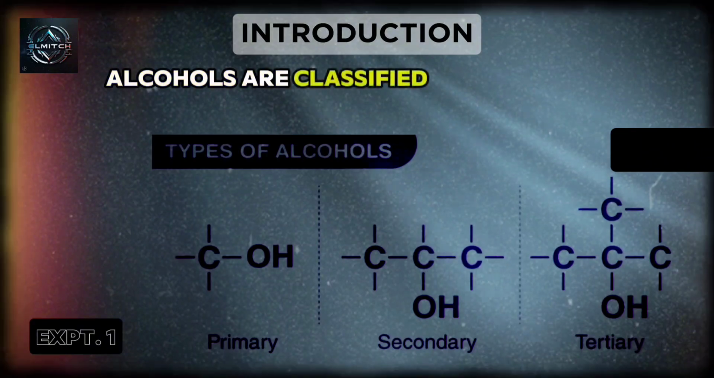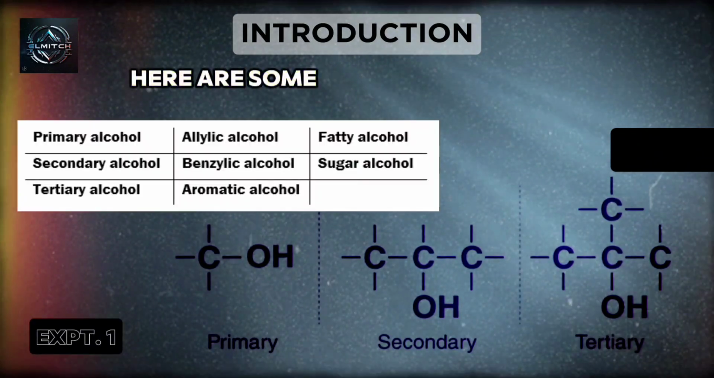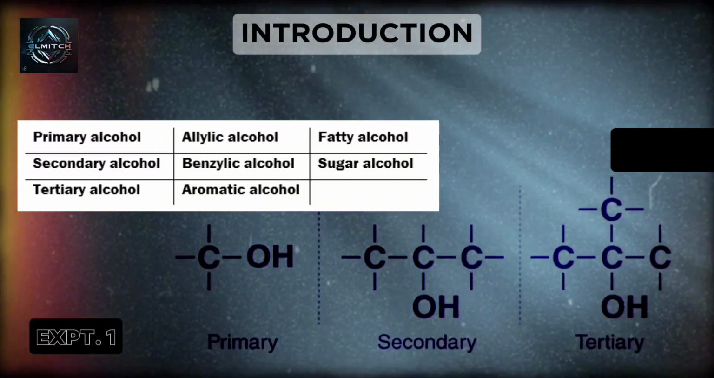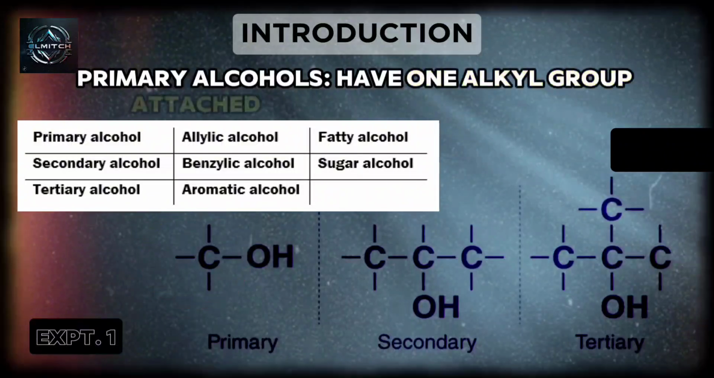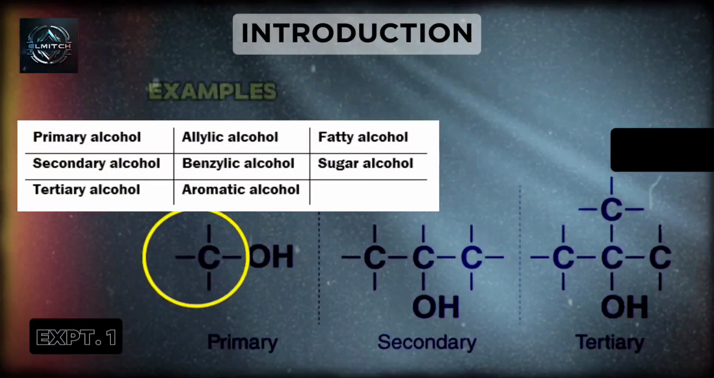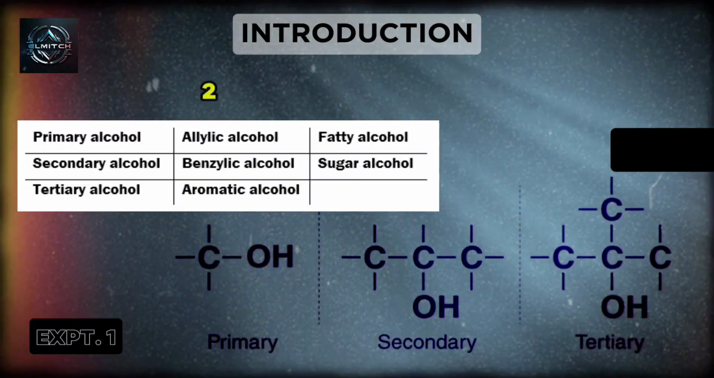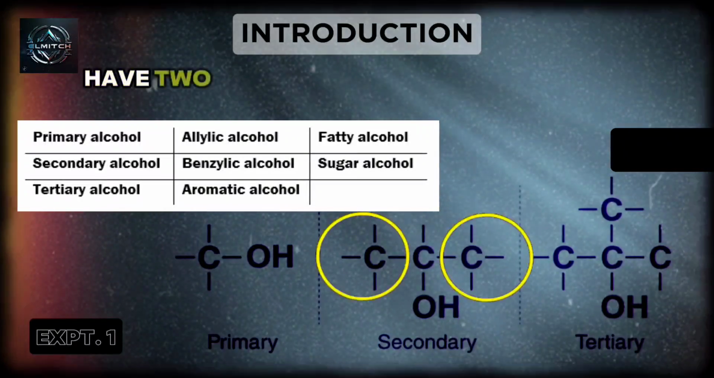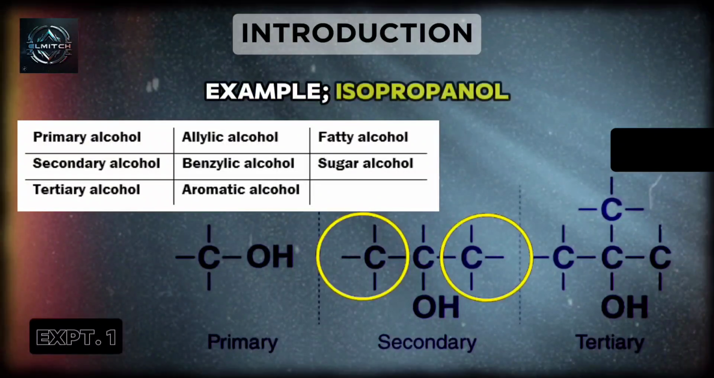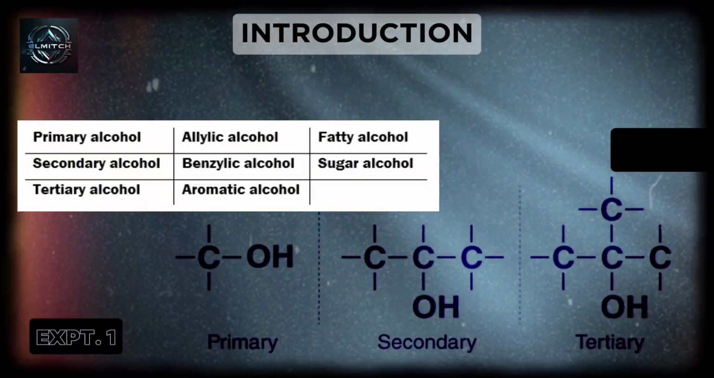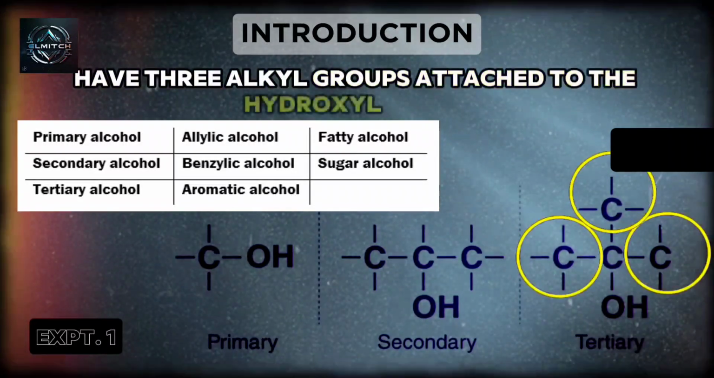Alcohols are classified into several categories based on their structure and properties. Here are some common classes of alcohols. 1. Primary alcohols have one alkyl group attached to the hydroxyl group. Examples: methanol, ethanol. 2. Secondary alcohols have two alkyl groups attached to the hydroxyl group. Example: isopropanol. 3. Tertiary alcohols have three alkyl groups attached to the hydroxyl group.